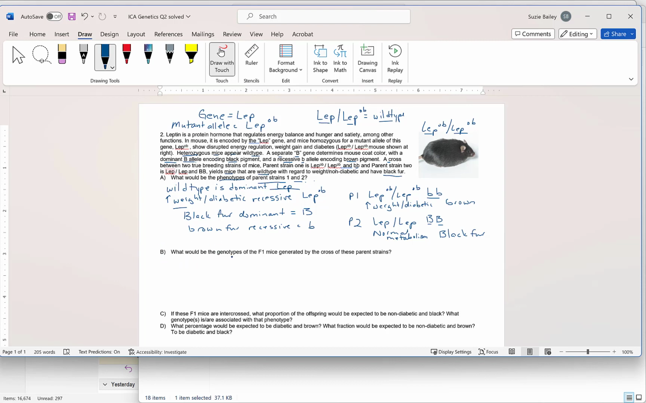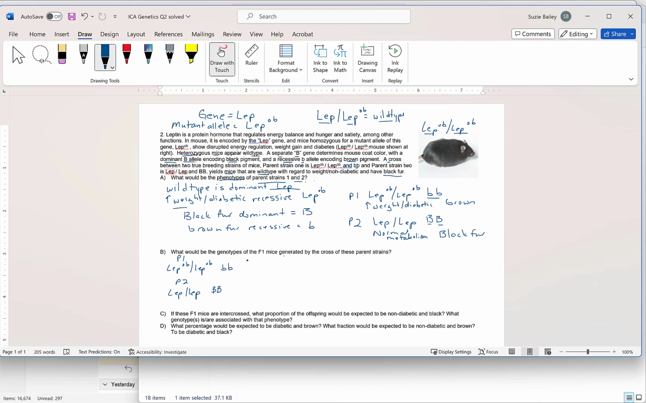Question number B asks, what would be the genotypes of the F1 mice generated by the cross of these parent strains? So if we look at parent number 1, it is LEP-OB, LEP-OB, lowercase b, lowercase b. Parent number 2 is LEP-LEP, and uppercase B, uppercase B. So homozygous recessive at both genes for parent 1, homozygous dominant at both genes for parent 2.